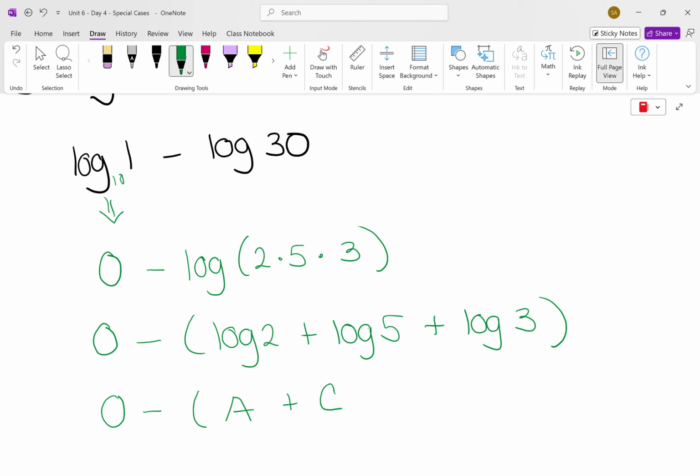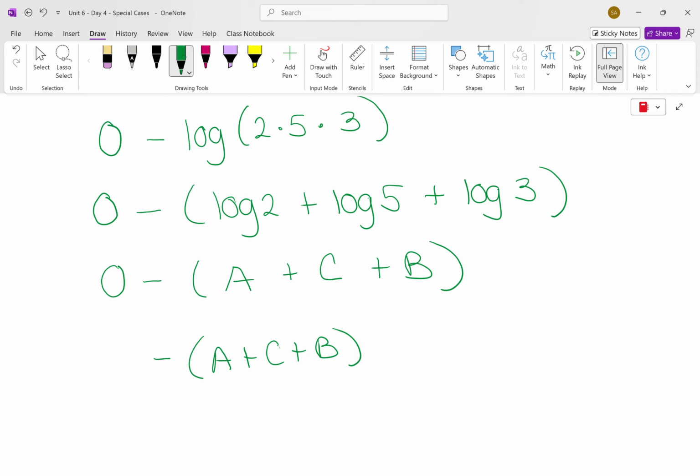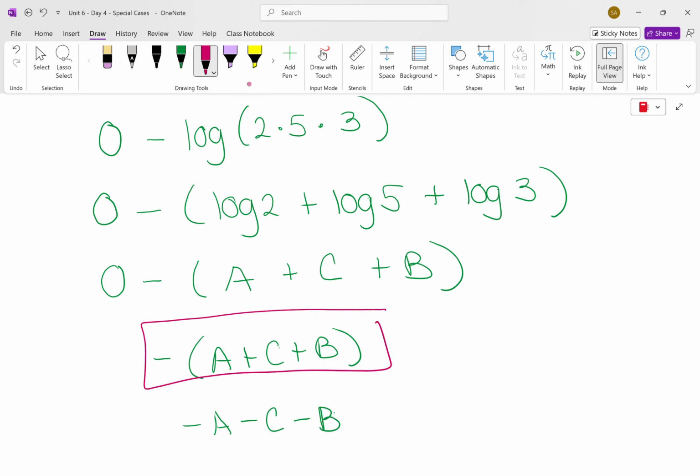So now we have 0 minus, what's log of 2? A. What's log of 5? C. What's log of 3? B. I could have written the A, B, and C in any order. Addition is commutative. It doesn't matter. So now I have 0 minus this whole thing. Now you have a choice. You could leave it as negative (A plus C plus B), or you can distribute it in and get negative A minus C minus B. Either answer is good.